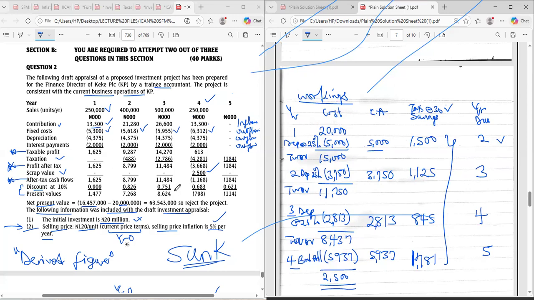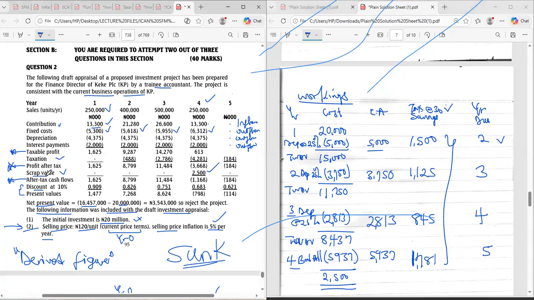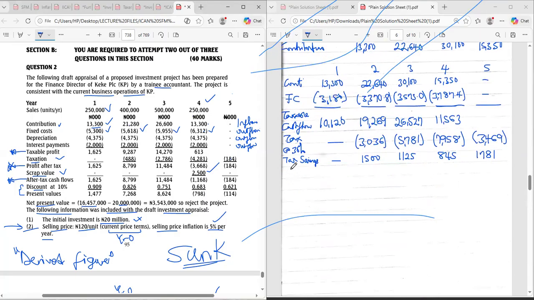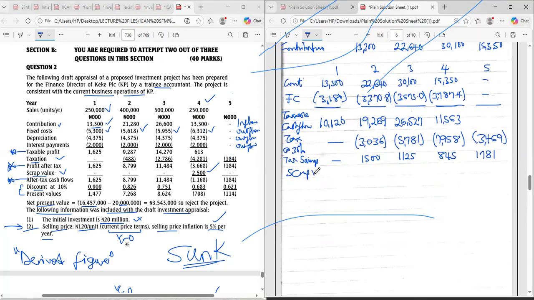All right. I think the only thing left is scrap value. We have done our tax. I told you that profit after tax is the right figure. Then this one is scrap value. So let's do scrap value. Please, golden rule. If you are using this method where you have tax and you have tax savings, make sure that your scrap value comes after both of them. Don't go and put scrap value up.